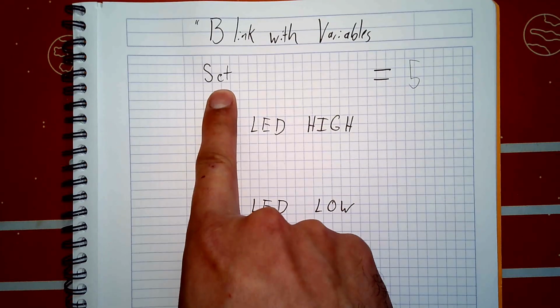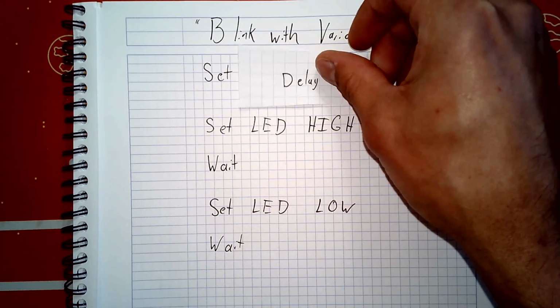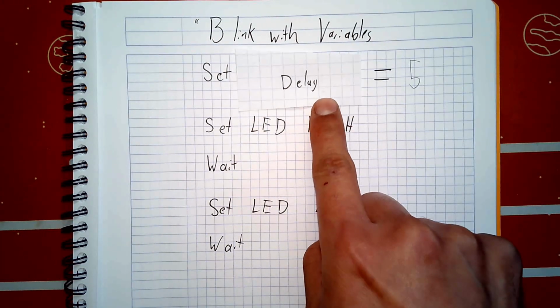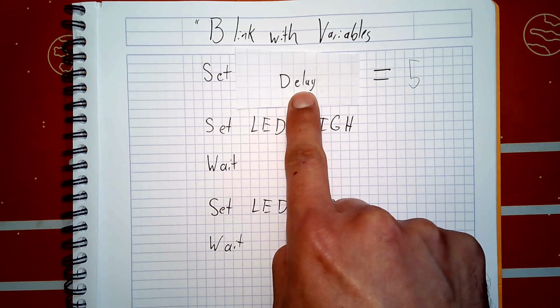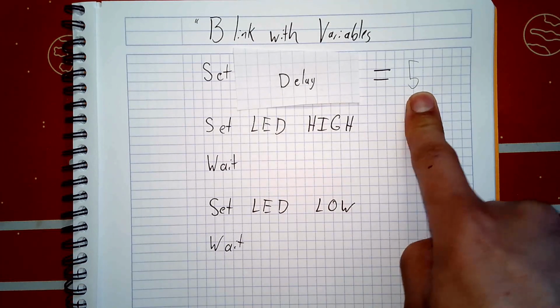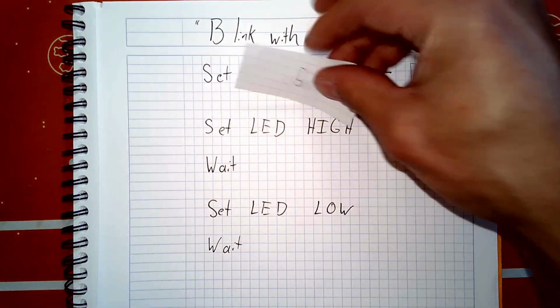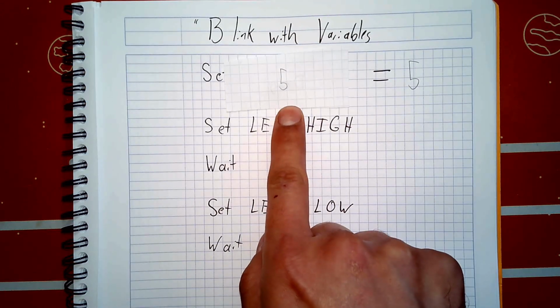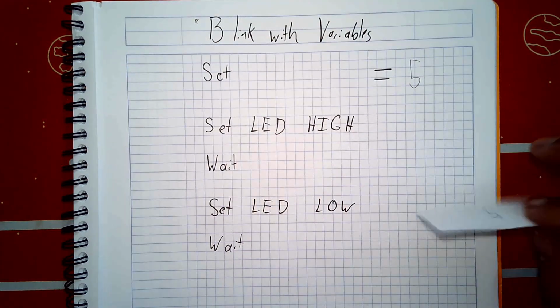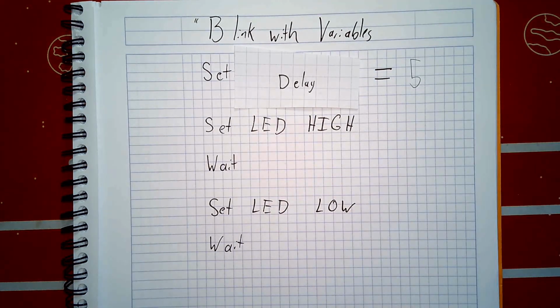I'm going to have a block up here at the top that's going to be setting the value of our delay variable. The name of this variable is delay, and I'm setting its value to 5. So that means that whatever you see delay, what that really means is 5.